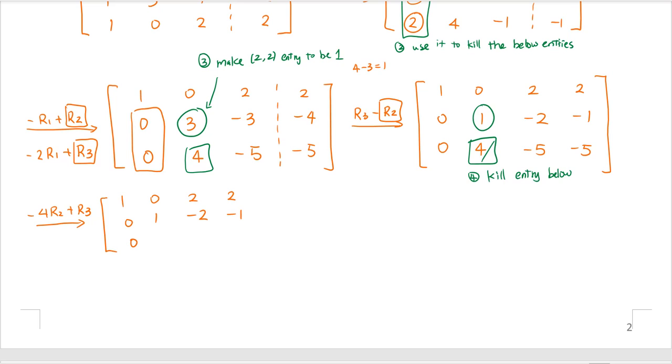We get 0, since 4 minus 4 is 0. Minus 5 minus 4 times negative 2, so it's like 8 minus 5, which is 3. Minus 5 minus 4 times negative 1, so minus 5 plus 4, which is minus 1. Now, can you see we have a stair shape, with the lower left corners being zeros? This is good. We can stop here. So here we get the stair shape.